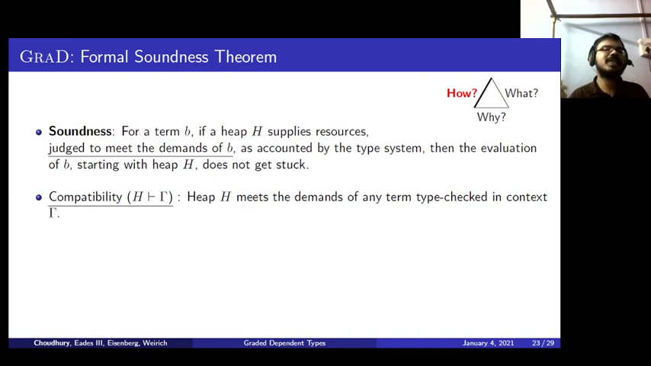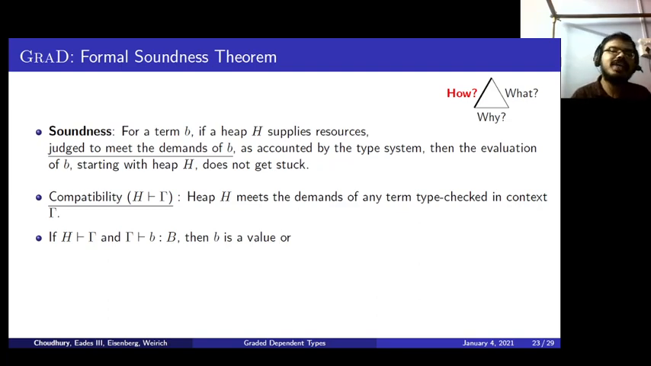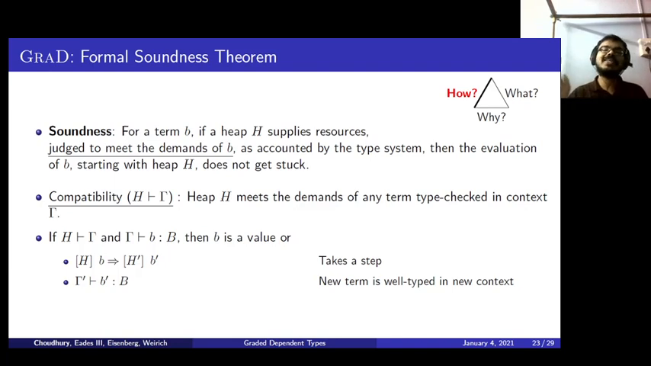H heap is compatible with gamma context means heap H meets the demands of any term type checked in context gamma. So the formal statement now: if H is compatible with gamma and B is well typed in context gamma, then B is a value or B takes a step to B prime such that B prime is well typed in context gamma prime, and the new context gamma prime and the new heap H prime are compatible.